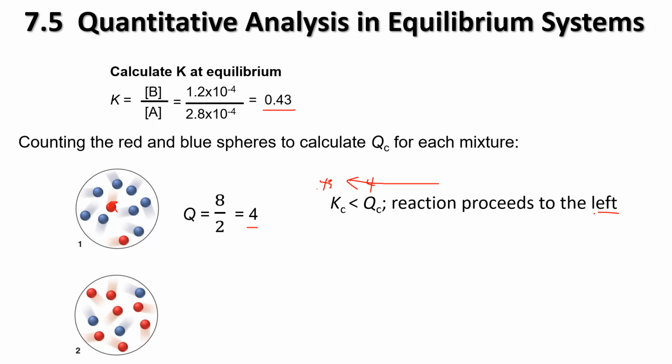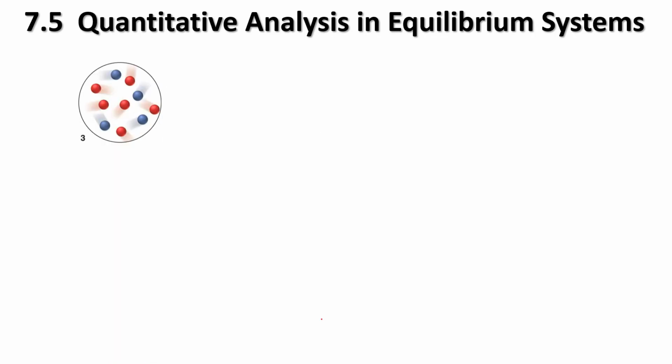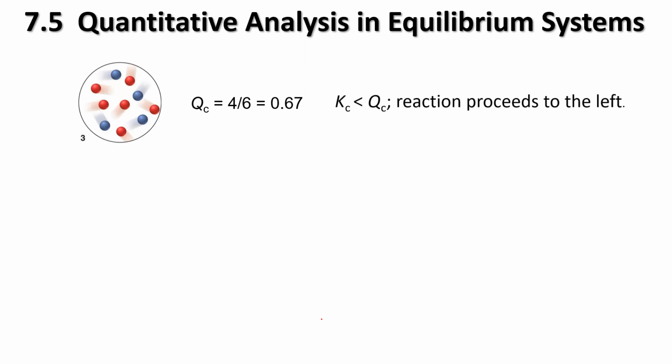Number 2. Again, blue on top, red on the bottom. Count the blues. We get 3. You get 7 reds. Divide those out. It's 0.43. The two are equal to each other. So this system here would be at equilibrium. Number 3, this time we have 4 divided by 6, which is 0.67. So 4 blue divided by 6 red. And in this case, K is smaller than Q, so it's going to point to the left, and our reactants will be favored to make more of those red ones.